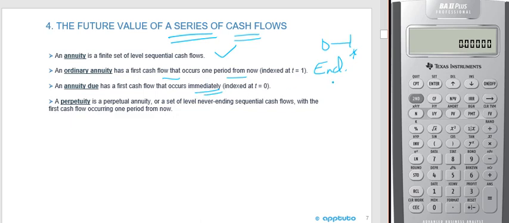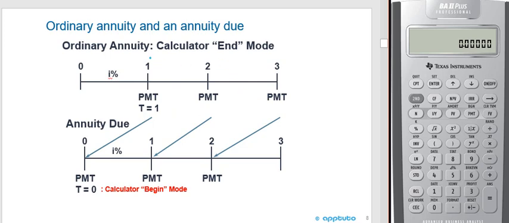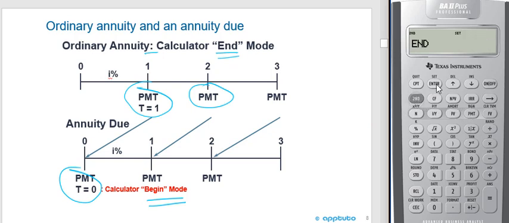Annuity due means that the payment comes immediately. It comes now at time 0. So ordinary annuity, end mode. Annuity due, beginning mode. It happens right now. A perpetuity is a perpetual annuity, a set of never-ending sequential cash flows with the first cash flow 1 period from now. So as I'd already mentioned, in an ordinary annuity, we're going to have the calculator in the end mode because the payments are coming at the end of the period. But for an annuity due, they're coming at the beginning of the period. So you can see I put here the calculator should be in the beginning mode. Again, many times, second, begin, second, enter, clear, I'm in the beginning mode.